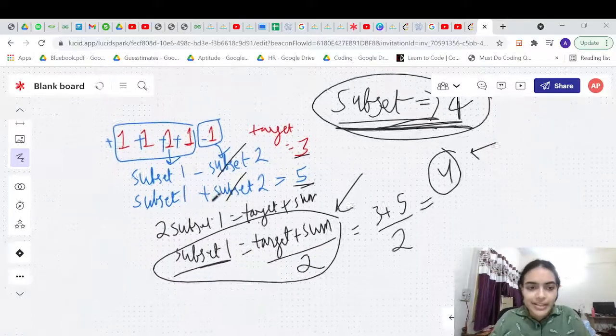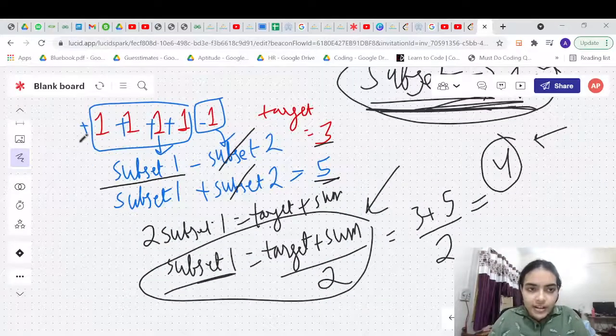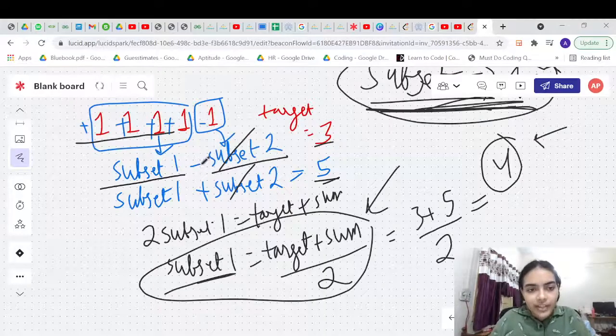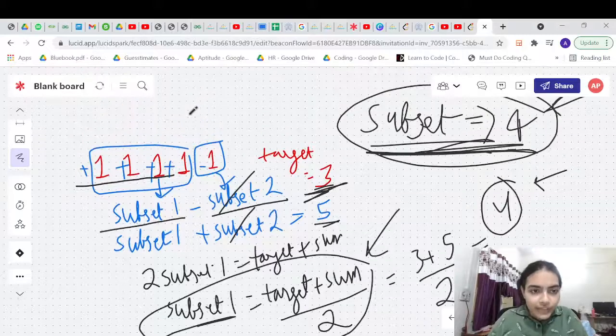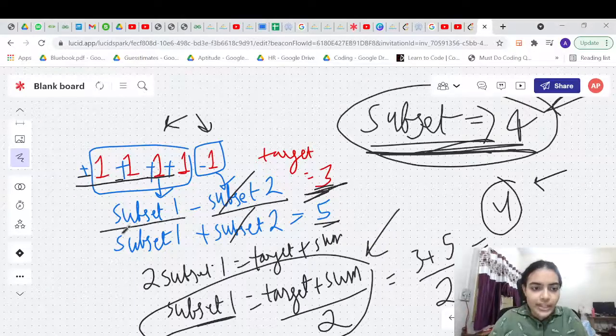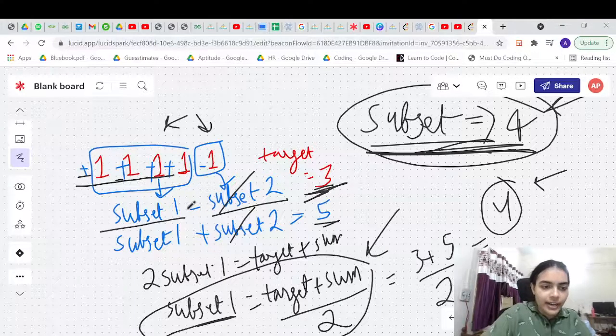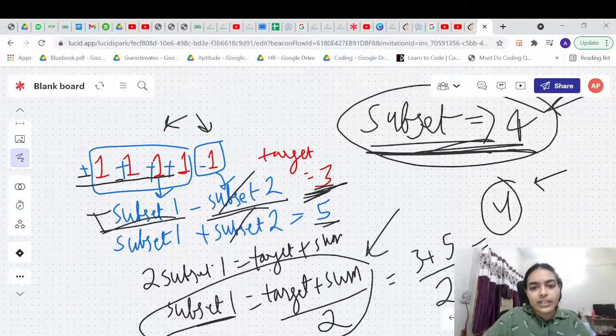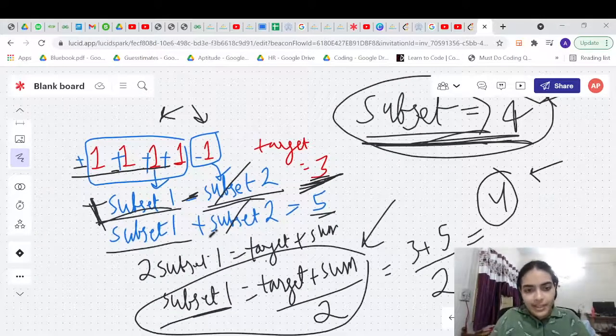It is the same as this, right? Because subset 1 is going to sum to some value, and subset 2 is going to sum to some value. But when I subtract these two values, I need to get the target, because I have to divide the entire array into subset 1 and subset 2. Wherever I put a plus sign, those elements I take as plus, and wherever I put a minus sign, those elements I take as minus. That's it. So this is equal to the target, and subset 1 plus subset 2 will be the sum.